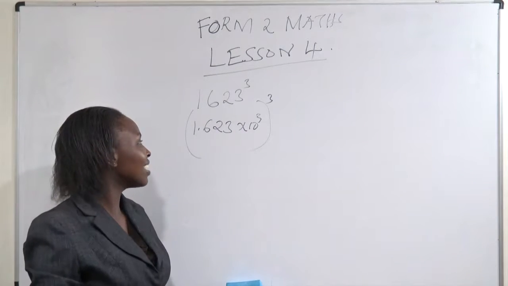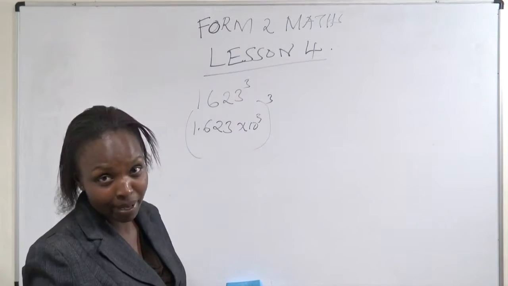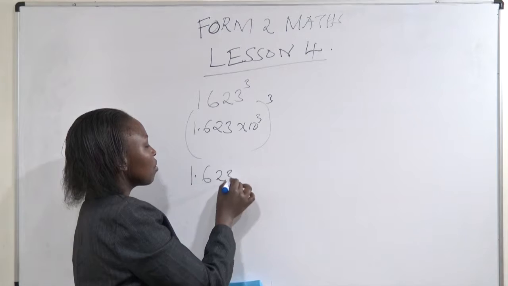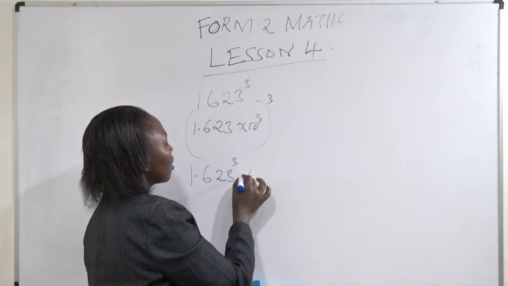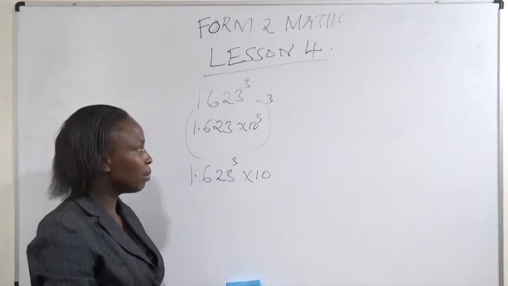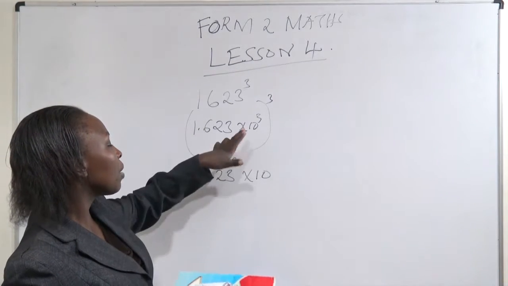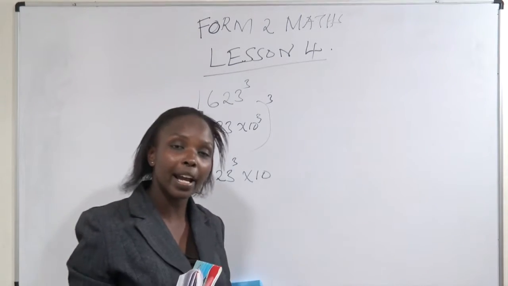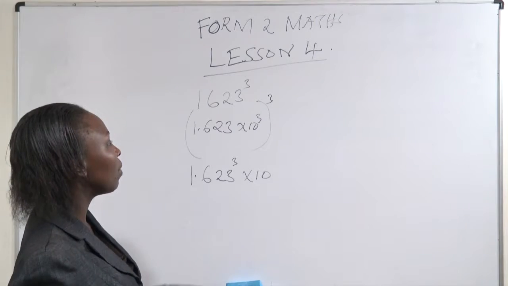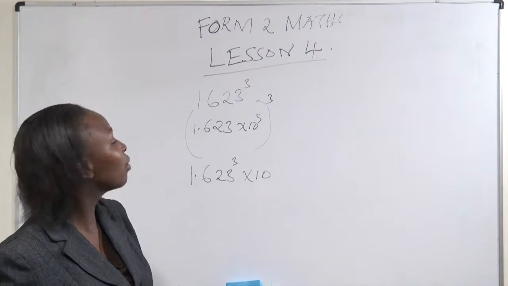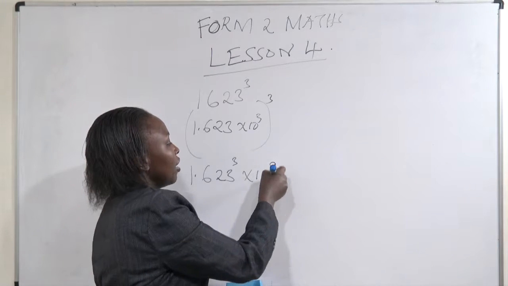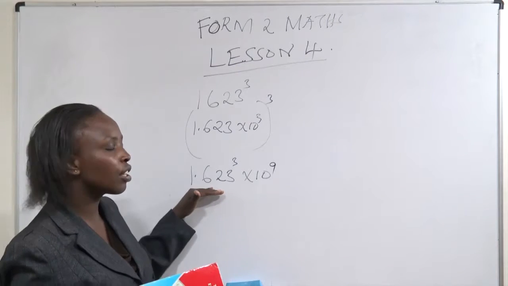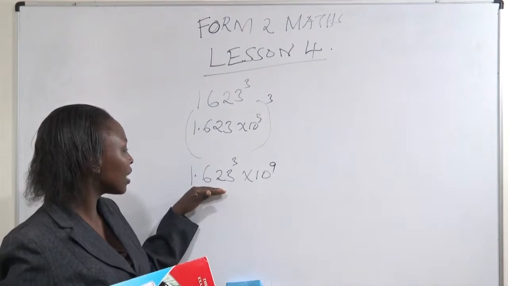The next step after that is you open the bracket, and this one becomes 1.623 cubed times 10 to the power 3 cubed. Remember, here you have 10 to the power 3, then that to the power 3. You multiply out the powers, whereby if you take 3 multiplied by 3, you get 9. Then from there, you can get the cube of this number from the mathematical table.